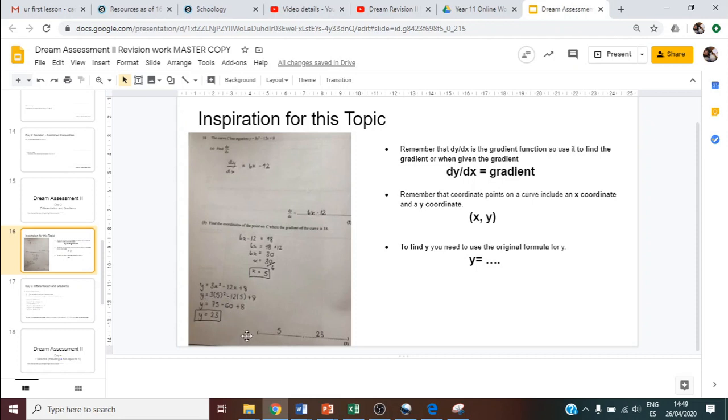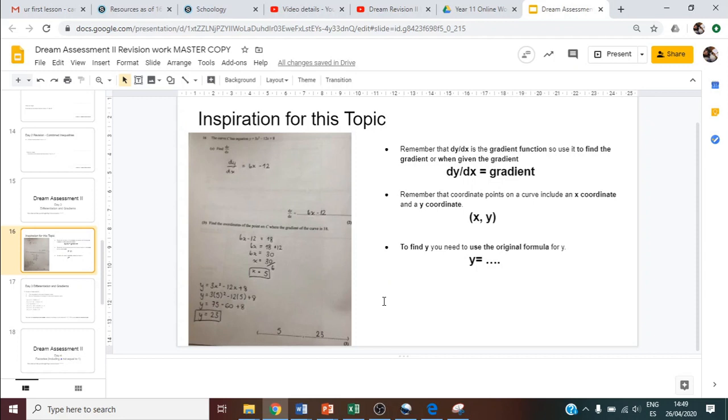It's 5 squared, which is 25, and that number multiplied by 3 is 75. Then I got 12 times 5, 60, and 8. So 75 minus 60 plus 8 is 23. So we've got our x-coordinate is 5, our y-coordinate is 23. Okay, so that's a really good example to help you understand what's expected of you.